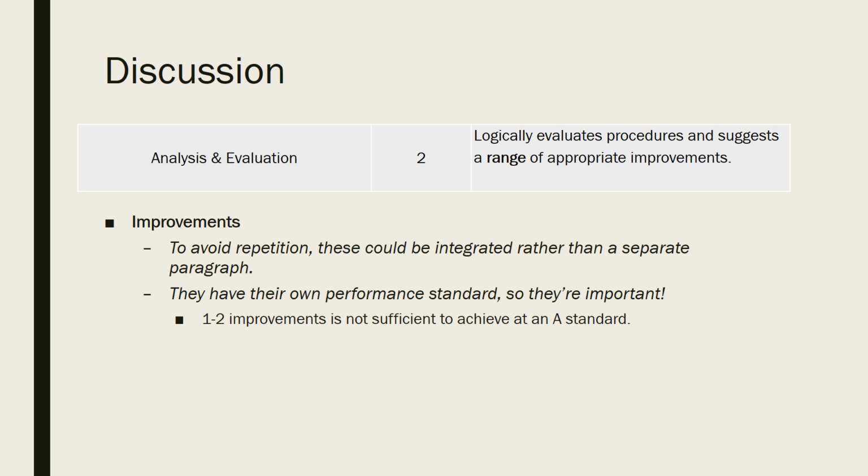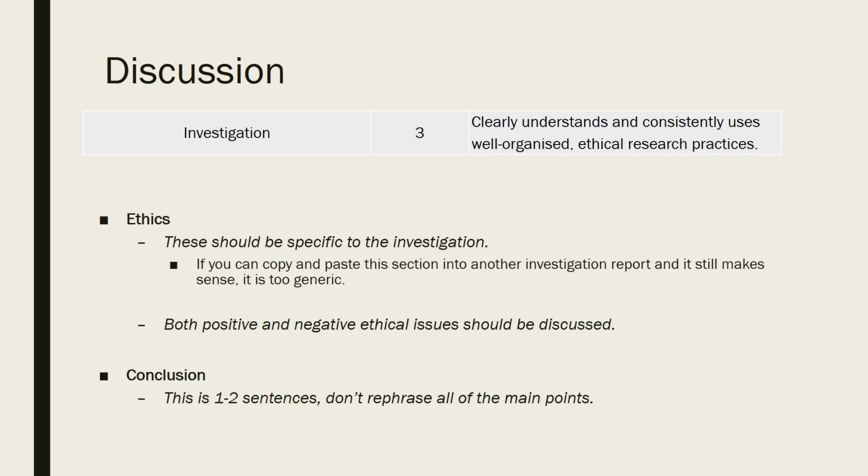As you can see, improvements have their own performance standard, so they're a really important aspect of the discussion. If we have a look at the wording of AE2, you can see that it suggests a range of improvements, so only discussing 1 or 2 is not sufficient to achieve an A standard. As for strengths and weaknesses, I would also suggest you integrate these within your other paragraphs to avoid repetition. For example, when discussing the limitations of your sample, you could suggest an improved sample in terms of size and/or representativeness. The last part of your discussion is ethics.